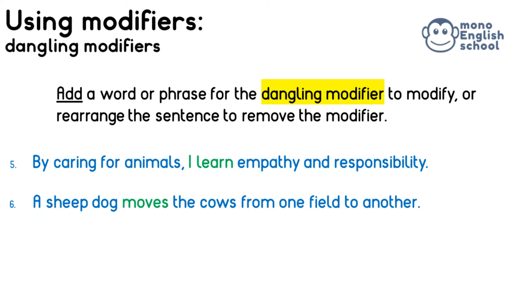So the options for resolving dangling modifiers are to add a word or phrase for the dangling modifier to modify, or to rearrange the sentence to remove the modifier. Time for a final comprehension check.